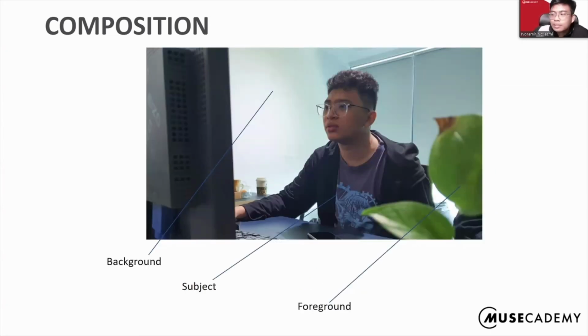Like this, for example, I'm using the plant as the foreground, my subject is the mid-ground, and the background is far away. But this one is an example indoors. If you shoot outdoors, it can be much more obvious.